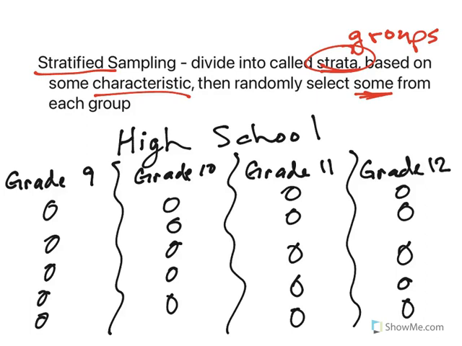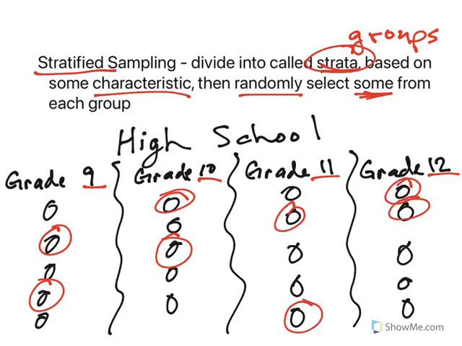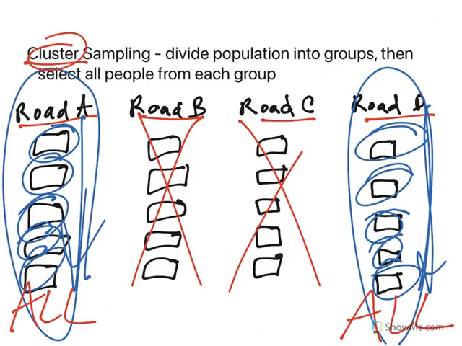So let's think of a high school. In a typical high school, there are 4 grades, grades 9, 10, 11, and 12. So let's say we have 5 people from each grade, noted by the 5 circles below each grade level. So if we have 4 strata, 4 groups, based on the characteristic of different grades in high school, then maybe we would randomly pick 2 from each grade. And now we have a sample size of 8 and we have a representative from each group. Different than cluster where we completely eliminate some of the groups.